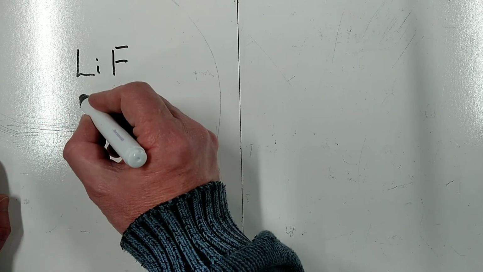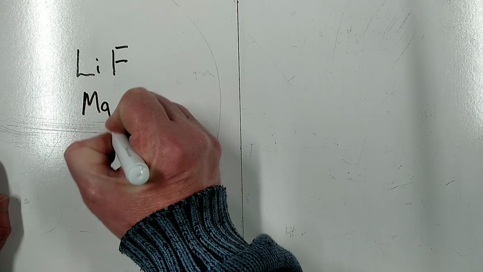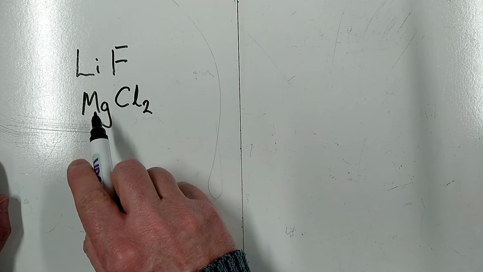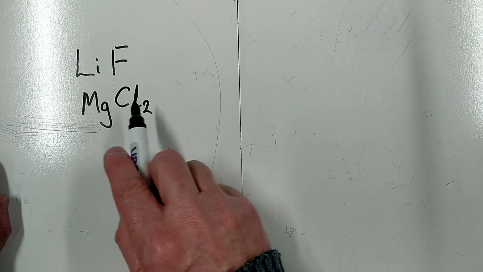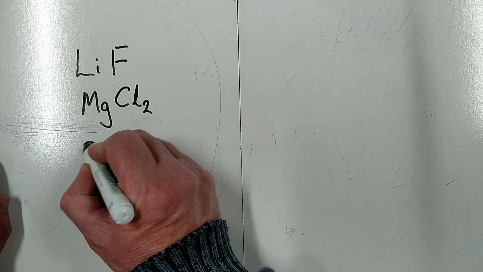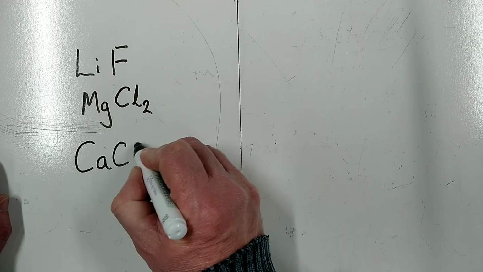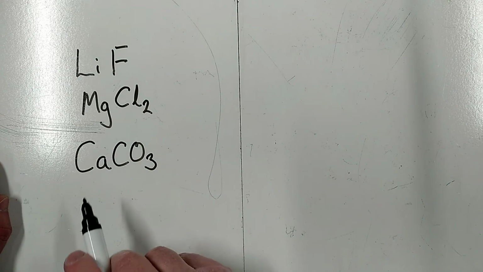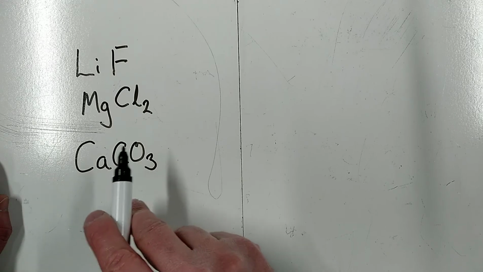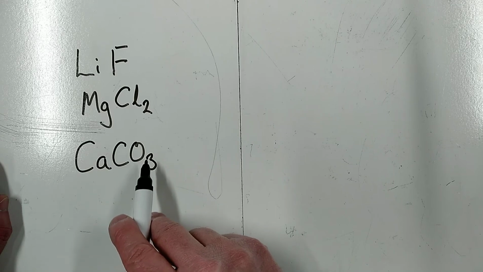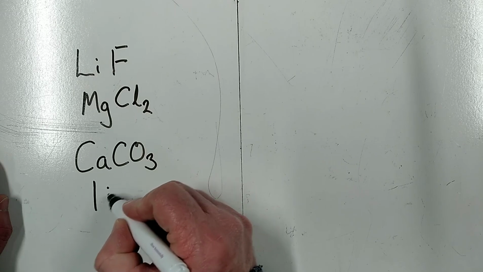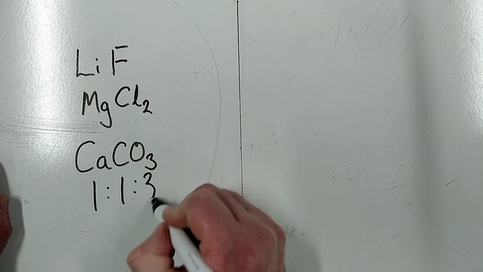If you have something a little more complicated, say for example magnesium chloride, well, in this case one atom of magnesium is chemically bonded to two atoms of chlorine, and you can get more complicated again. For example, something like calcium carbonate, and that consists of one atom of calcium, one atom of carbon, and 3 atoms of oxygen. So if you wanted to write down the ratio of those things, it would be 1 is to 1 is to 3.